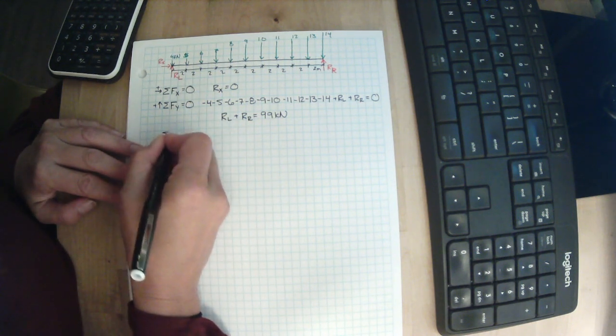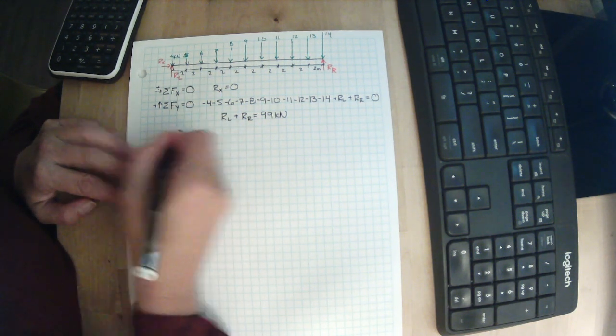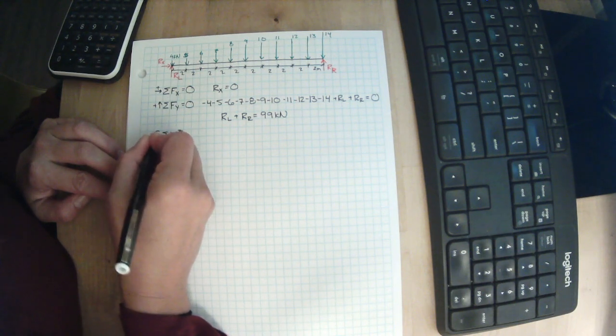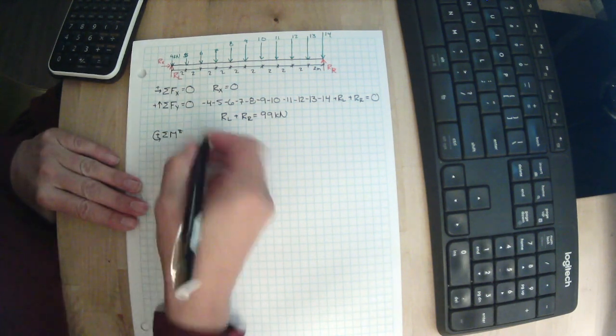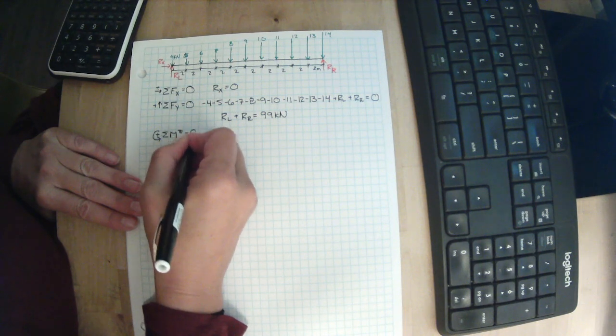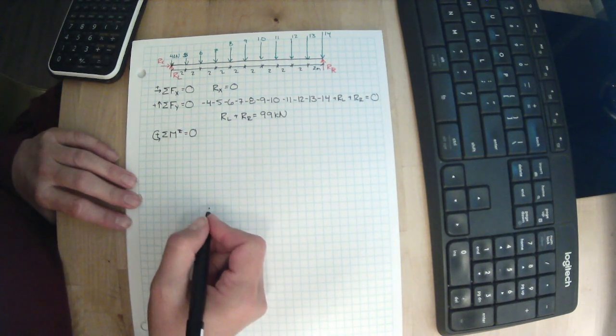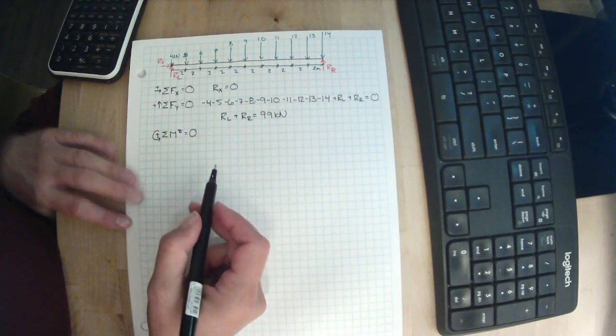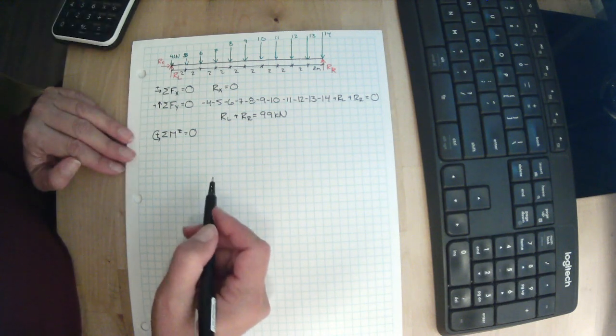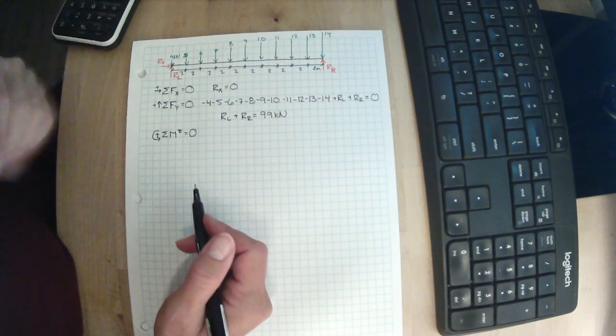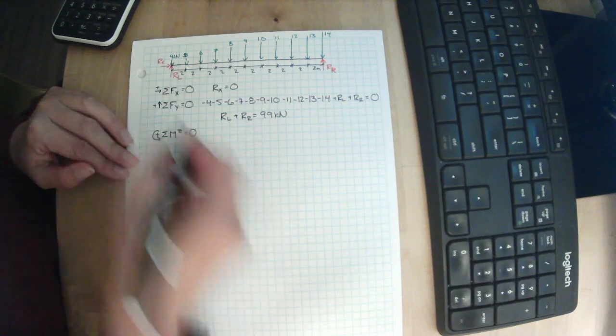Let's sum our moments about the z-axis, where everything in this direction is positive, and we want it to be in equilibrium. How do we pick what point to spin about? Well, I'm going to tell you, I am a lazy person.